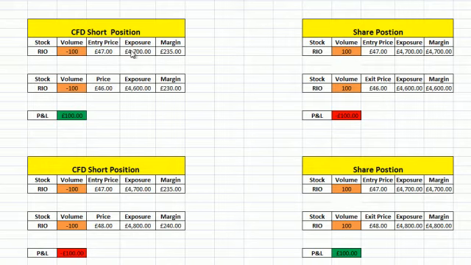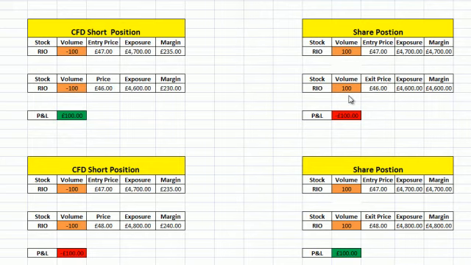Our exposure is exactly the same as the share portfolio at 4,700 quid, but our margin's only 5%, so it's only 235 quid. So it's quite minuscule, which is why CFDs are very effective to use for hedging.